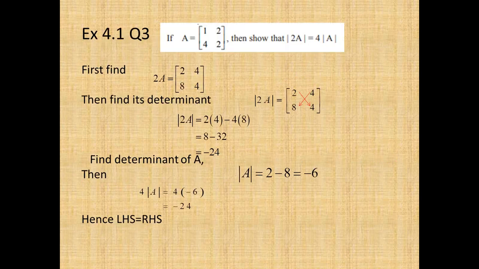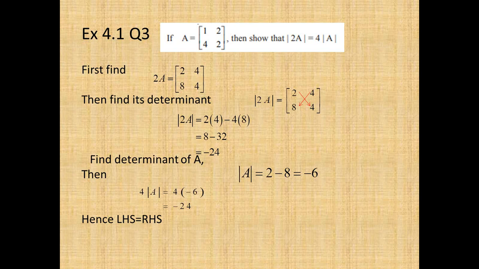Let us move to another example, which is of the same exercise, question number 3. If A is equal to 1, 4, 2, 2, then show that the determinant of 2A equals 4 times the determinant of A. That means first we have to find out 2A. When we say 2A, we are multiplying the entire matrix by 2. Once we have multiplied in the first step, we get the matrix to be 2, 4, 8, 4. Then we find its determinant. That means we'll cross multiply. 2 will be multiplied with 4, minus 4 will be multiplied with 8. We'll solve and the determinant comes out to be minus 24. This is the left hand side.